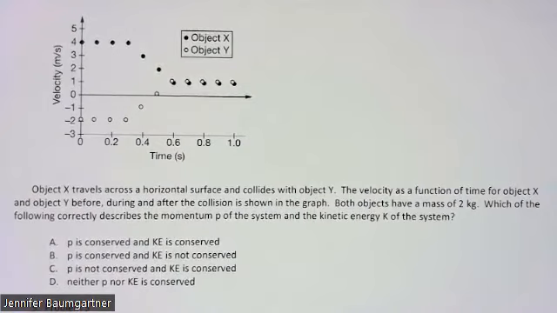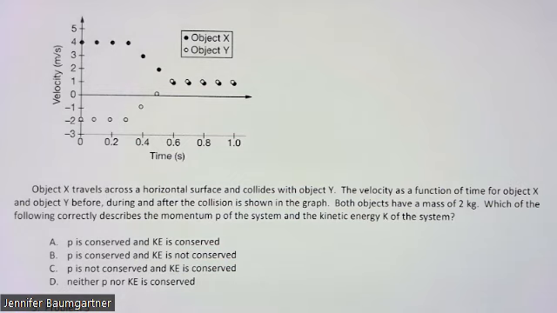We have object X traveling across a horizontal surface and colliding with object Y. The velocity as a function of time for object X and object Y before, during, and after the collision is shown in the graph. Both objects have a mass of 2 kilograms. Which of the following correctly describes the momentum P of the system and the kinetic energy K of the system? Okay. Read this. If you want to copy it down, that's fine. Pause the video here, take a second, and see if you can solve this.